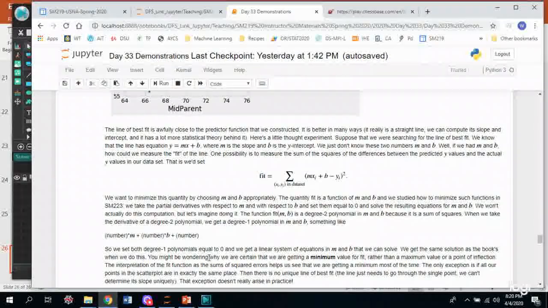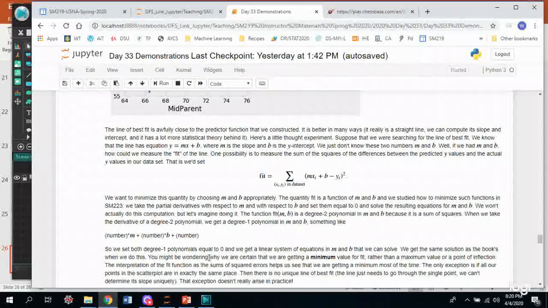You might be wondering why we're certain that we're getting a minimum value for the fit, but that comes about because of the interpretation of the fit function as sums of squared errors. And we can see that we're never going to be able to maximize that. We can always take worse and worse lines, but we could minimize those things. And so this gives rise to the minimum.